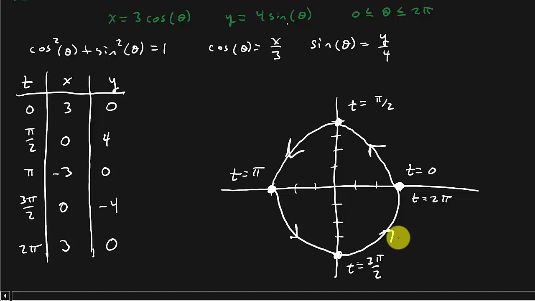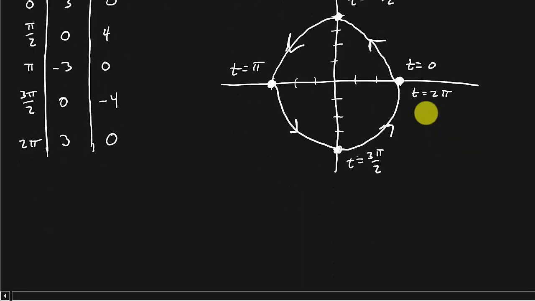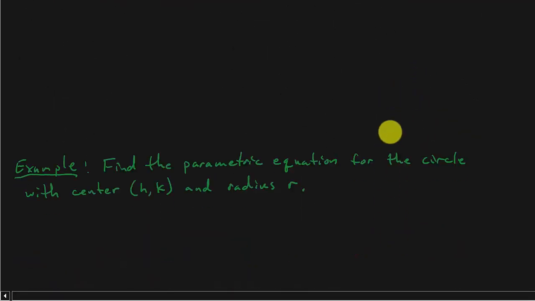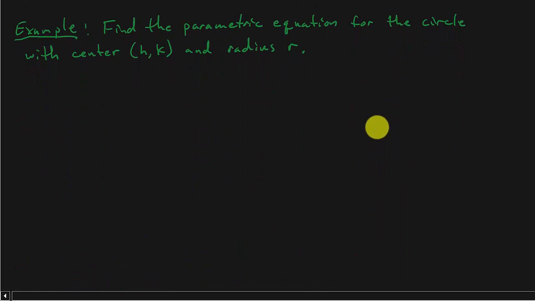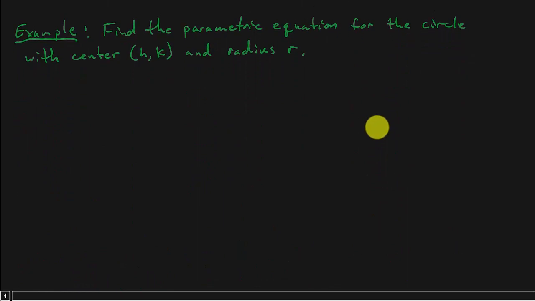So I hope all of this is making sense. Like I said, watch all the examples that I work. All right, look at this example. Find the parametric equation for the circle with center (h, k) and radius r. Oh, okay. So I wonder what the parametric equations would be.